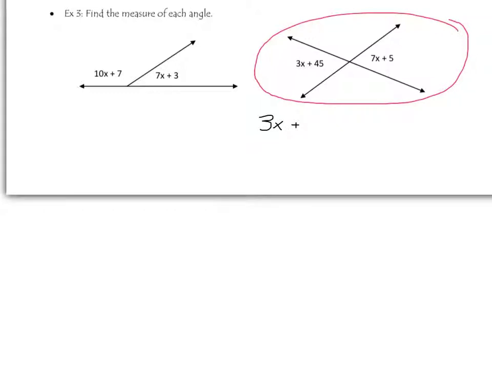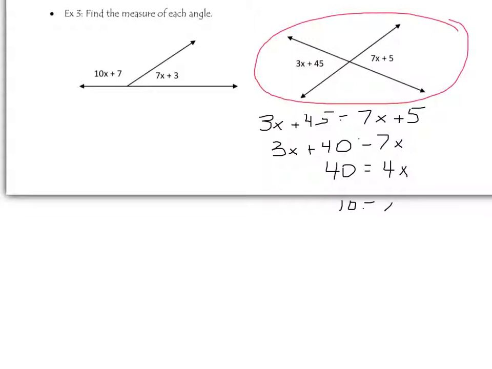3x plus 45 equals 7x plus 5. So if we subtract 5 from both sides, we get 3x plus 40 equals 7x, and if we subtract 3x from both sides, we get 40 equals 4x. If we divide both sides by 4, we get 10 equals x.